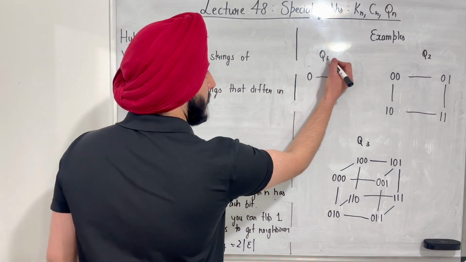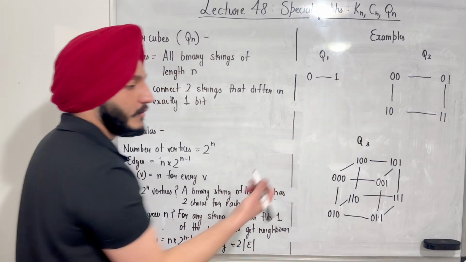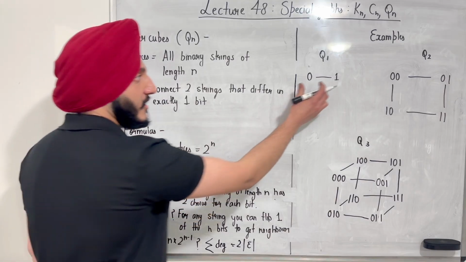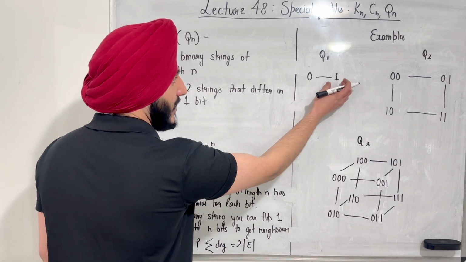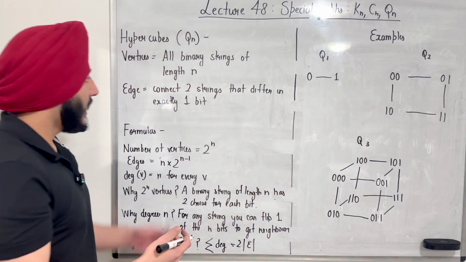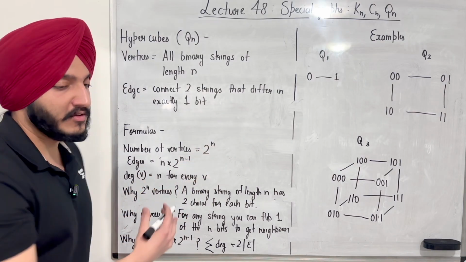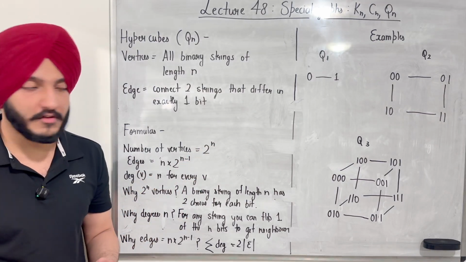Think about the 1-bit graph. In 1 bit, you can only have 0 or 1. So the only possibilities are 0 and 1. Let's just have 0 and 1 and connect them together. Edges connect strings that differ in exactly 1 bit. Now, this is very important and confusing to understand.